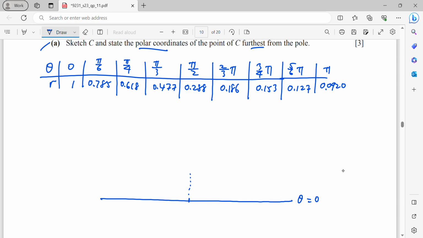Let's say, now please measure using the protractor. Here I just simply draw the angle, okay? So it is not accurate. So here, let's say this is pi over 4. Then this is going to be three over 4 pi.